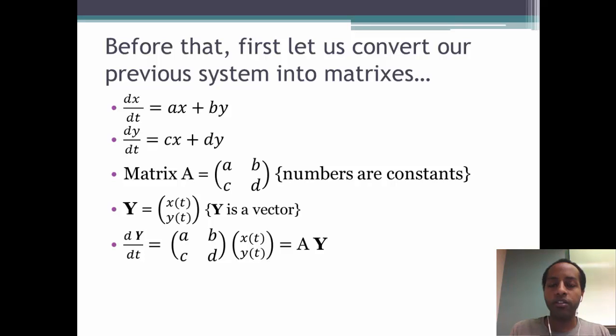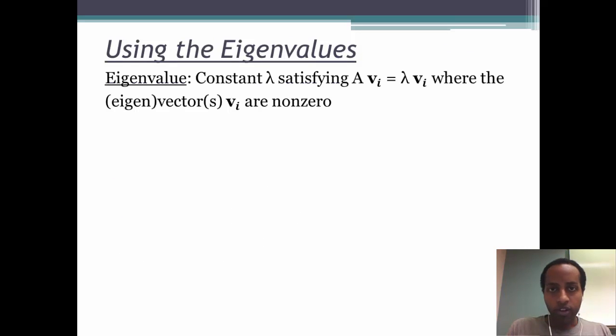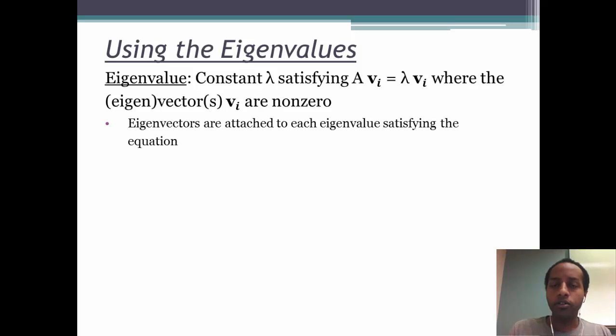And it's important because, as we were getting back to previously, we were able to get eigenvalues and eigenvectors. And remember from linear algebra, we get those from the matrix that we're given. So, before we get into using the eigenvalues, let's just rephrase quickly what they are. They're constants satisfying this equation where the eigenvectors, we'll call them v_i, are non-zero. And they satisfy this equation. Now note that eigenvalues produce a specific set of eigenvectors. So when the eigenvalues are distinct, then the eigenvectors are also distinct.